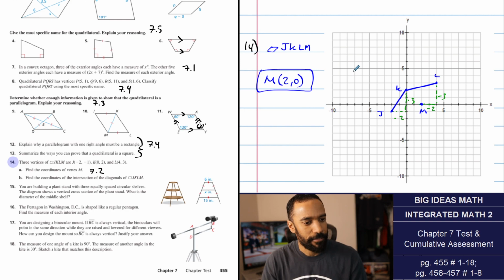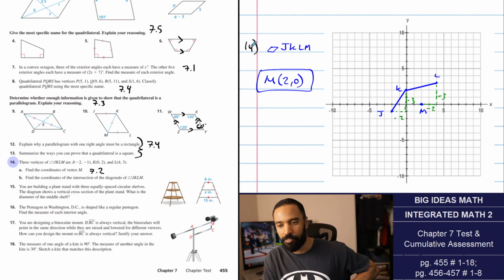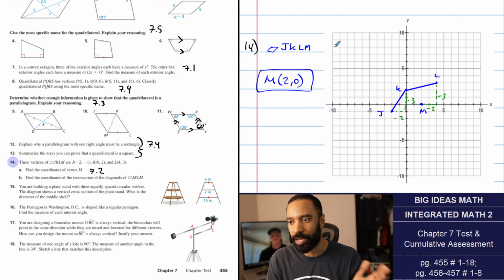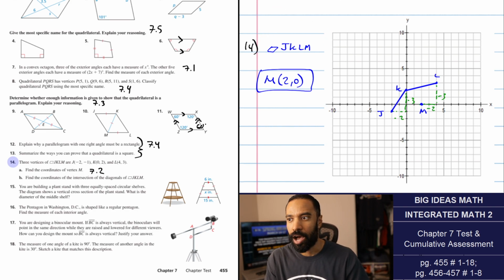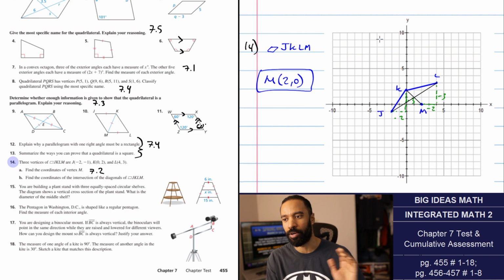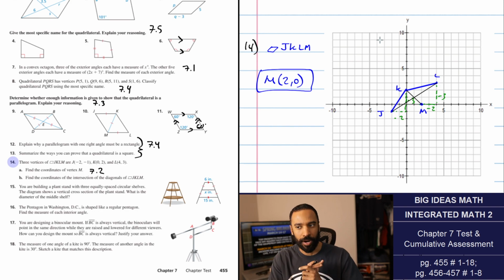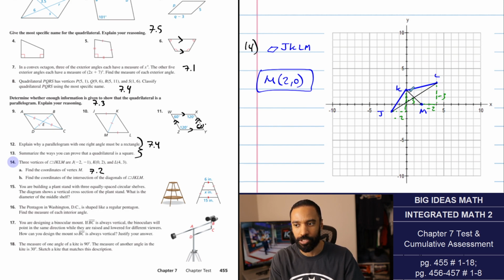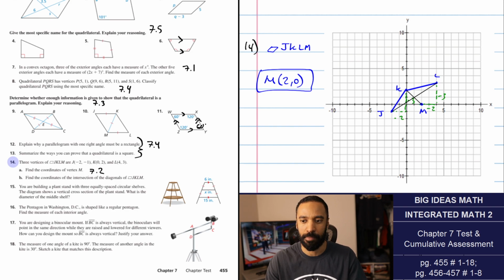Now they do also say find the coordinates of the intersection of the diagonals of parallelogram JKLM. Diagonals would intersect at each other's midpoints. From K to M, I think you can almost see that if you found the midpoint of this diagonal, it looks like it's going to be at 1, 1. From J to L, if I did the same thing, you also get that 1, 1. Your goal really here is just to find one of the midpoints. So I'm going to find the midpoint from K to M, from 0, 2 to 2, 0. That's down 2, right 2, or down 1, right 1. Yes, the midpoint would be at 1, 1. And remember, they're both the same midpoint.